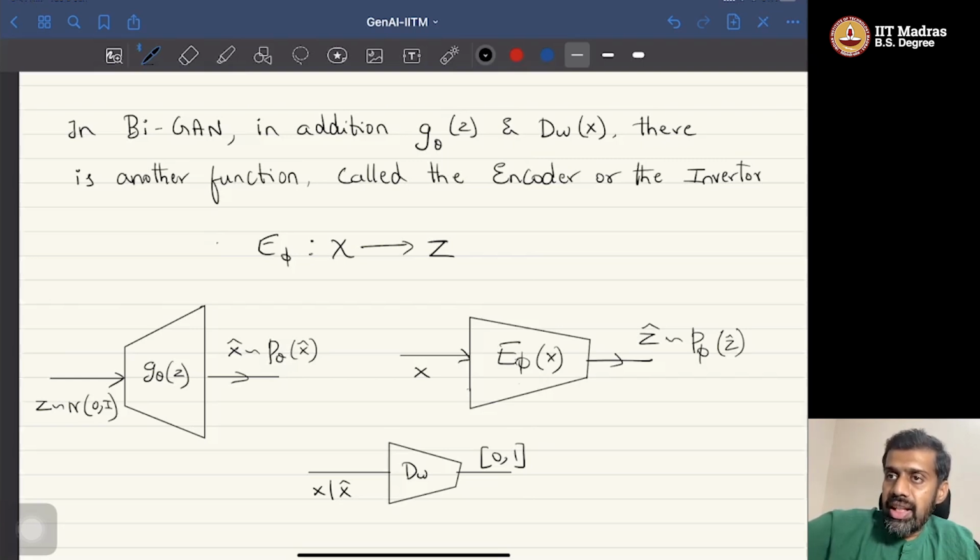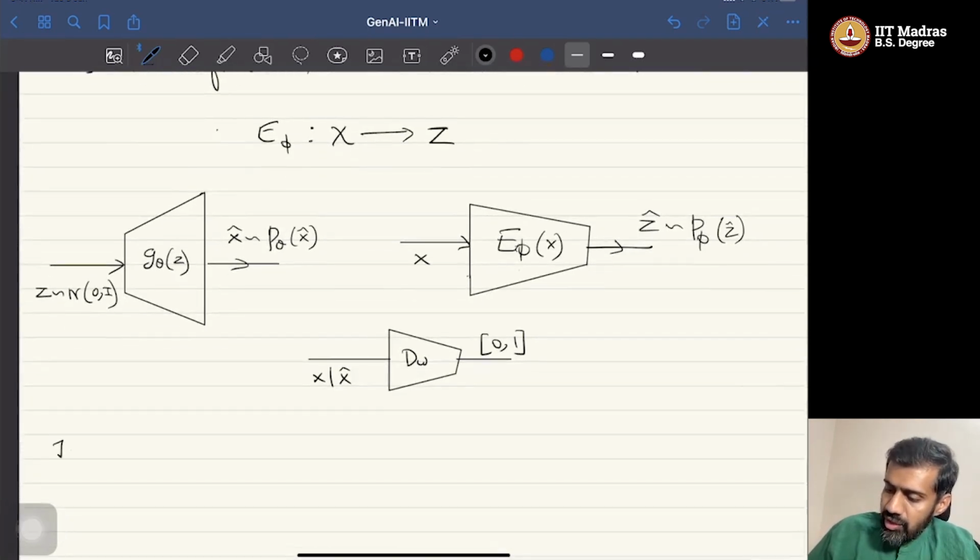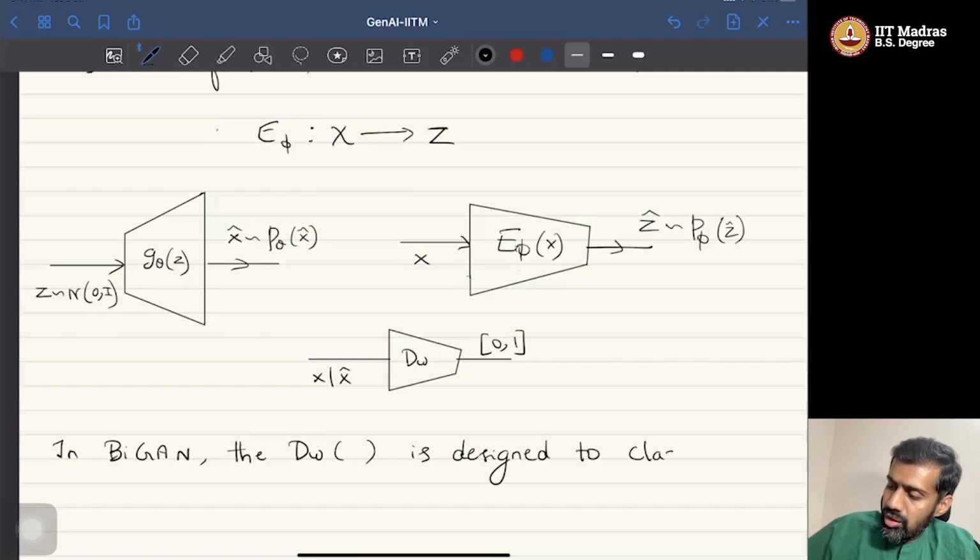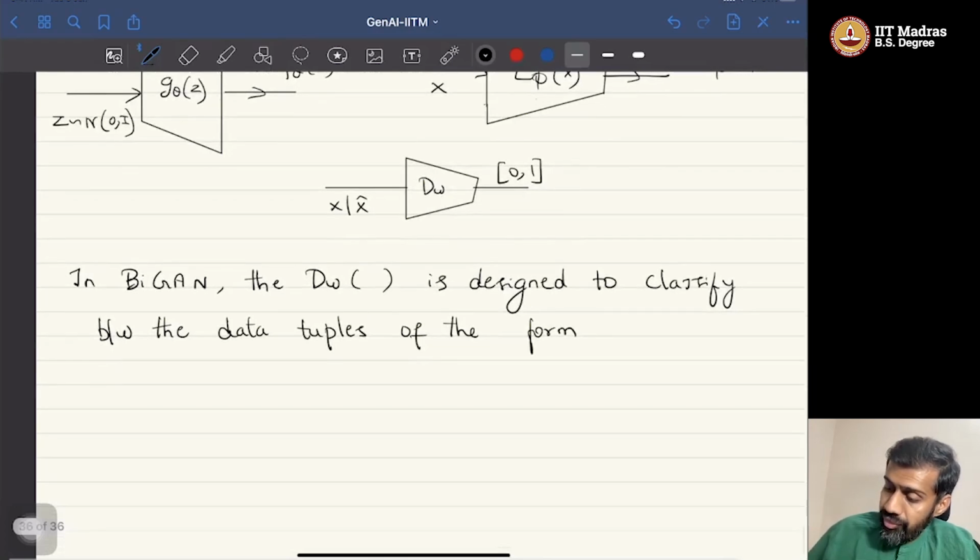formulation, the idea is the following: in BiGAN, the discriminator D w is designed to classify between the data tuples of the form x, g theta of z and z, e phi of x.